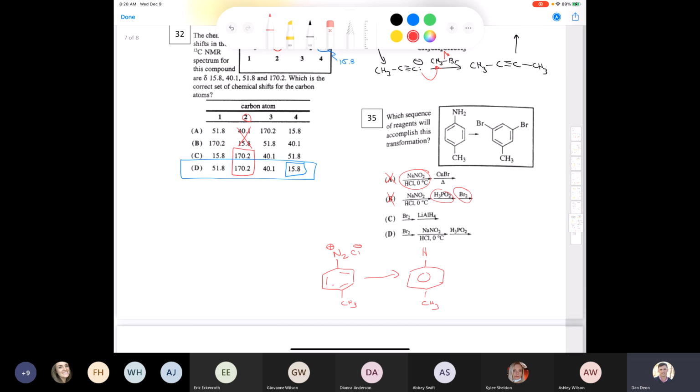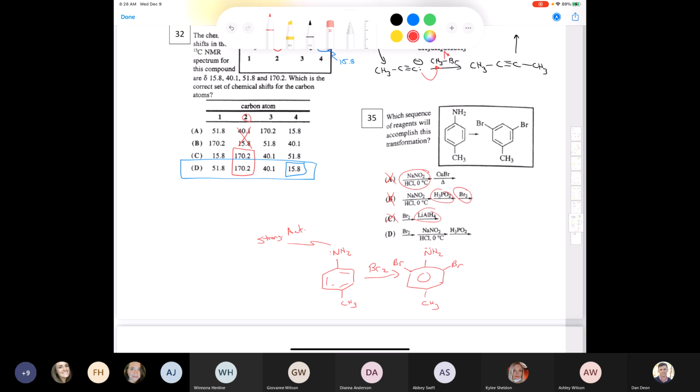The next one is just bromination followed by lithium aluminum hydride. Well, if I was to try to brominate para-methyl aniline, the aniline is a strong activator. If you were to brominate, just treat this with bromine, you actually do end up with the bromines in the right position. You'd end up with a bromine here and a bromine here. But once you treat that with lithium aluminum hydride, that's not going to react. There's nothing in there for it to react with.